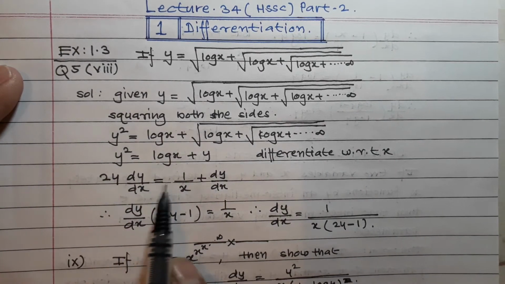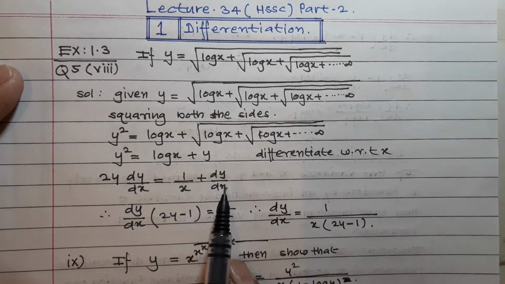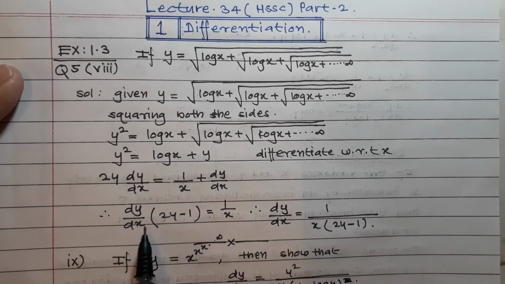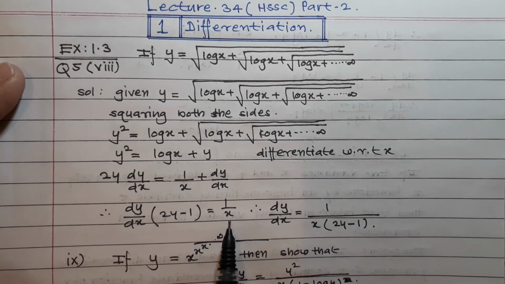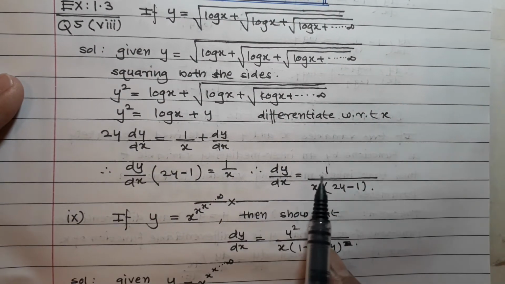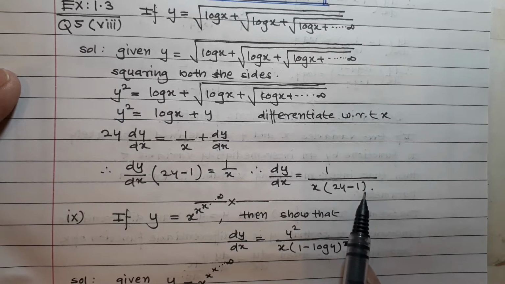2y dy/dx minus dy/dx is equal to 1 upon x. Transfer this dy/dx to this side: dy/dx into bracket 2y minus 1 is equal to 1 upon x, and hence dy/dx is equal to 1 upon x into bracket 2y minus 1.